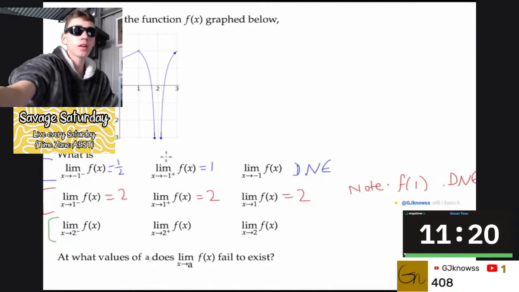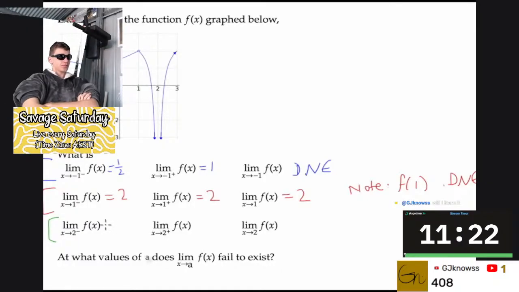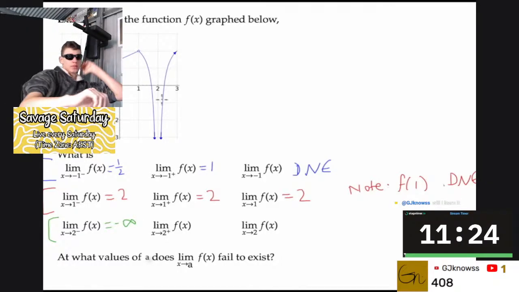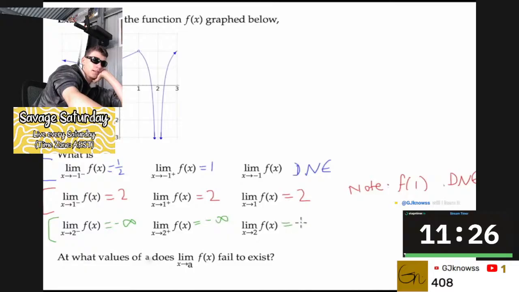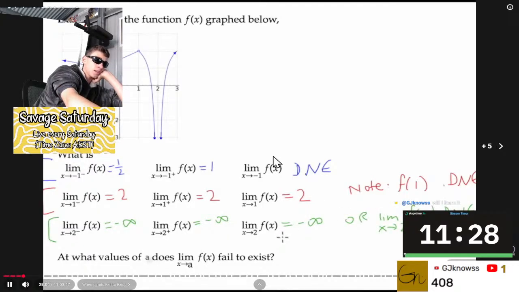Finally, let's look at the limit as x goes to 2. So here on the left side, the limit is going to negative infinity, and on the right side, it's negative infinity. So we can say the limit as x goes to 2 is negative infinity. That's a better answer because it carries more information.